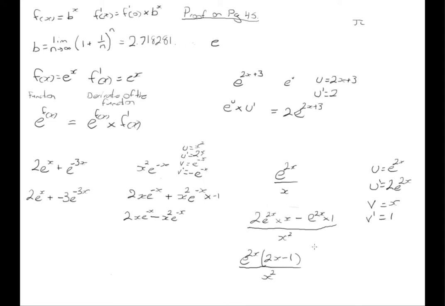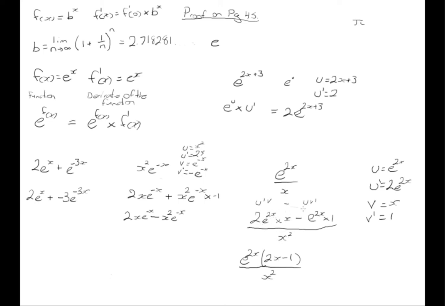So we plug all of our values in. So we've got 2 e to the power of 2x times x, take away e to the power of 2x times 1. So we've got our u dash v take u v dash divided by v squared, which in this case is just x squared.